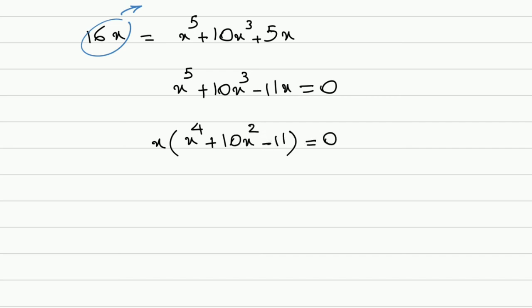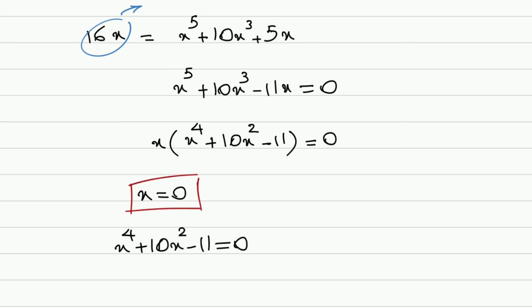And now either of these expressions could be equal to 0. It could be the factor x, or the second expression, x^4 + 10x^2 − 11. Now let's put a box around this one because it's a final answer. x could be equal to 0. We have 4 more to go, and we're going to extract them from this quintic equation here.